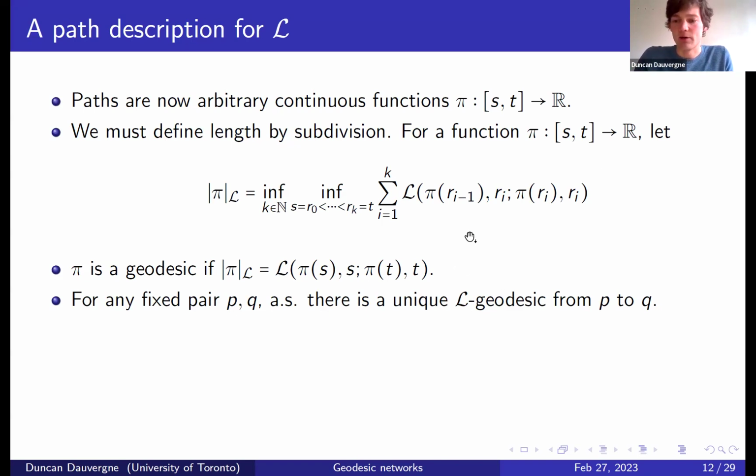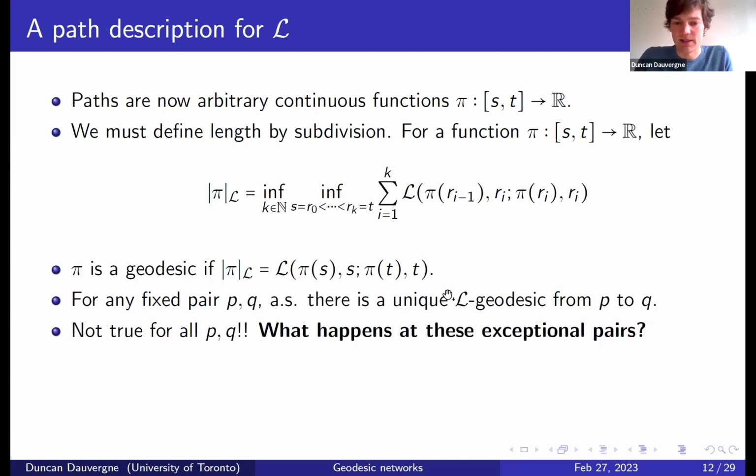But what's interesting here, and what I mostly want to talk about today, is that this is not true at every set of points. So you cannot say that almost surely for all pairs there is a unique geodesic. This is a classical thing that happens in a lot of models of random geometry: points of non-uniqueness. And so the goal is just to understand, what is happening at these exceptional pairs? What can we say?